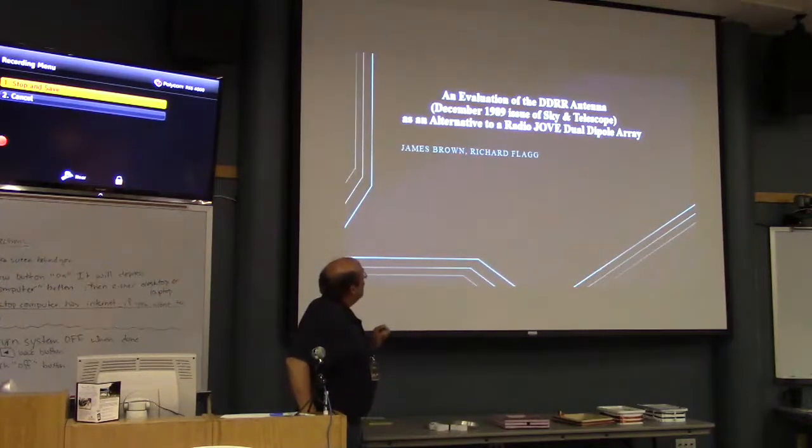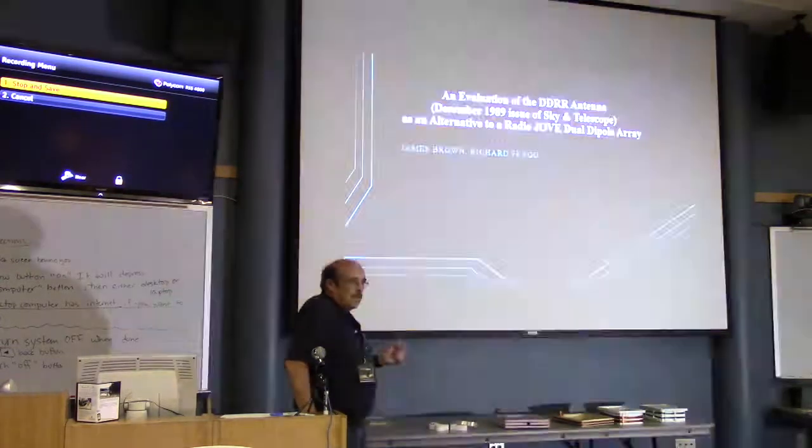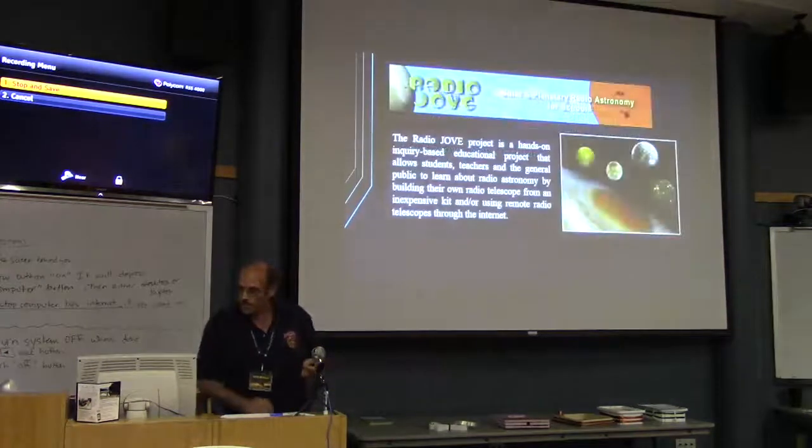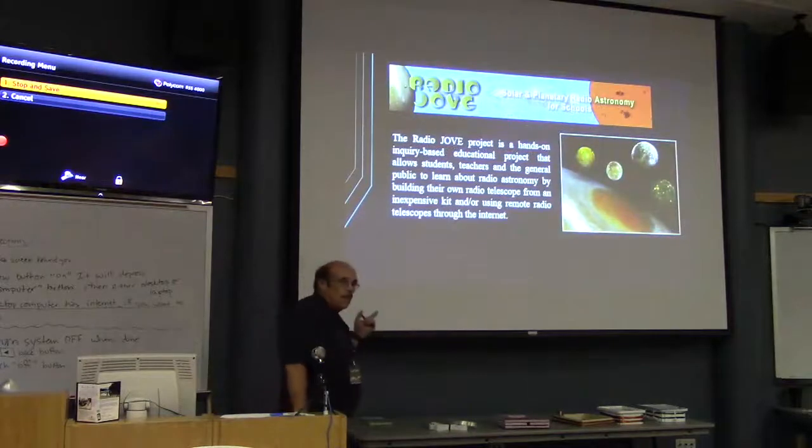The DVRR antenna that showed up in a December issue of Sky and Telescope has been a nasty thing that has reared its head every couple of years for the Radio Jove program. Radio Jove, of course, for those of you who are familiar with it, gets us into the educational media platform. And it's an introduction to radio astronomy.